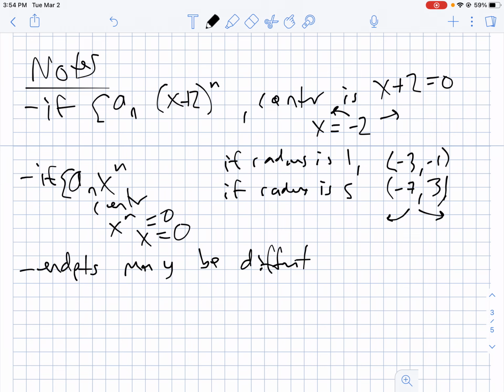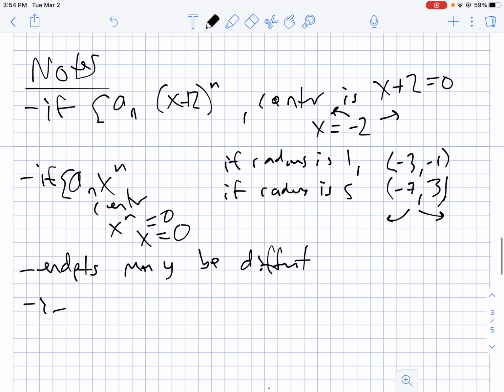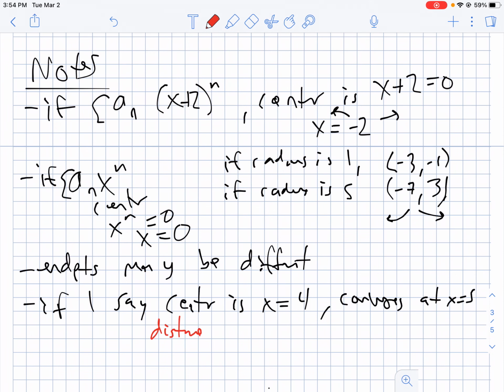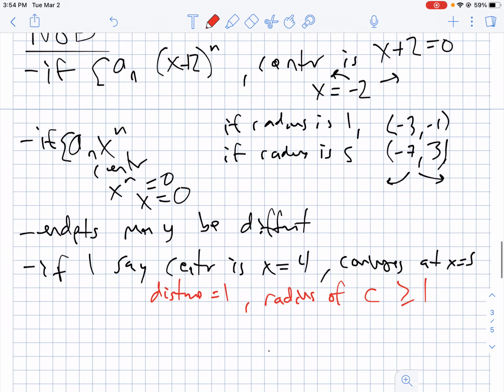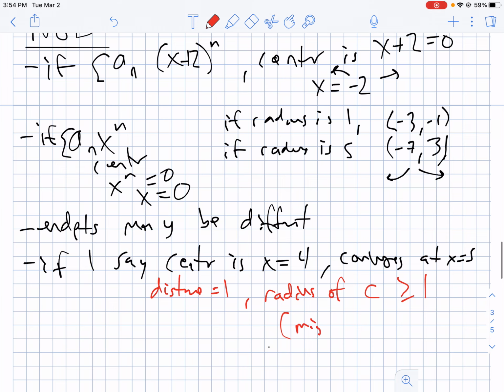Okay, so just some other notes. If I say that the center of some series is x equals 4, and I tell you that it converges at x equals 5, what that means is, you look at the distance, right? The distance from 4 to 5 is 1. That means we know the radius of convergence must be greater than or equal to 1. It might equal 1 if 5 is an endpoint.